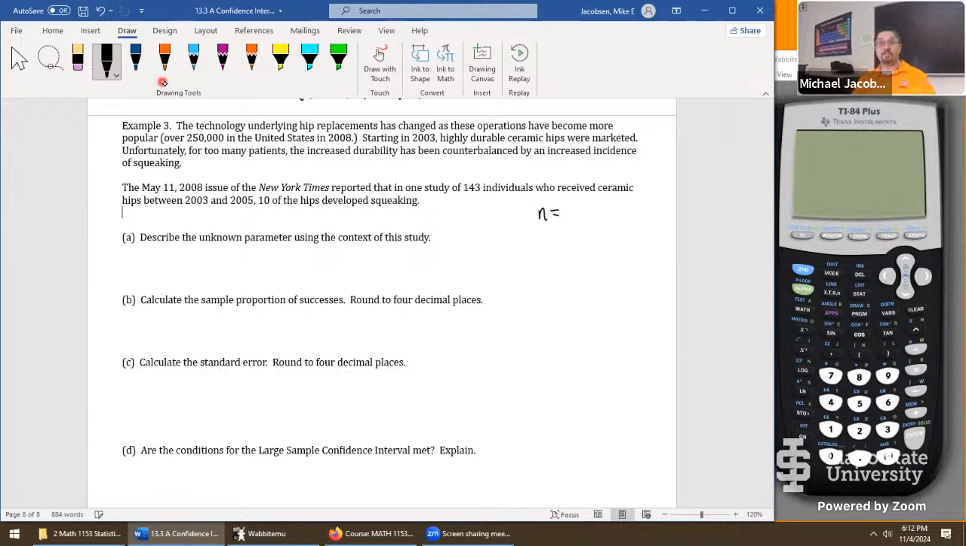Has anyone spotted the sample size in this problem? Absolutely. The 143 individuals with ceramic hips. We'll just say 143 for short. So if we have 143 subjects, and we're being told 10 of the hips develop squeaking, that's the number of successes right here. So we'll say here, 10 successes. And we also said what a success is. The hip develops squeaking. Again, this is another one of those situations where it's a bad outcome, but it's the one that we're studying, so we call it a success.